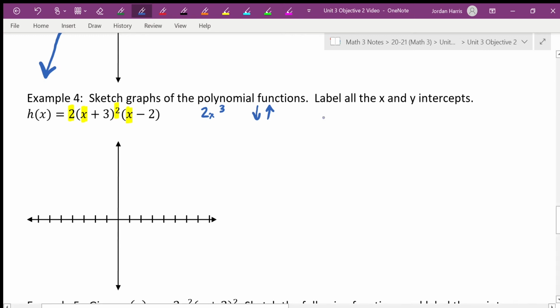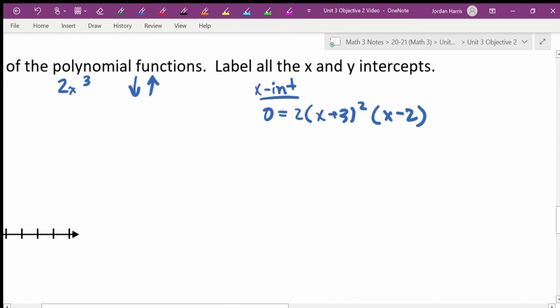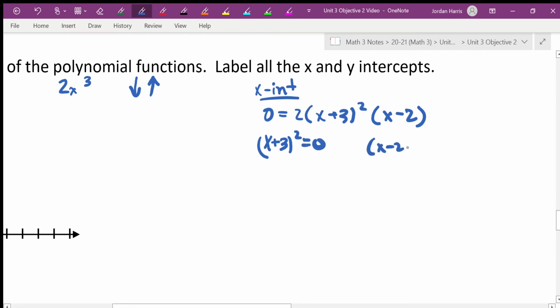Okay, now we need our x-intercepts and our y-intercepts. So we actually have to find them now. A lot of people get confused with this coefficient without an x. If there's no x in front, when can 2 equal 0? Never. So I'm not really worried about it. So I set my other things equal to 0.